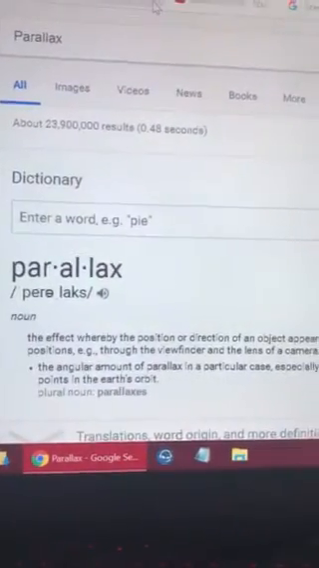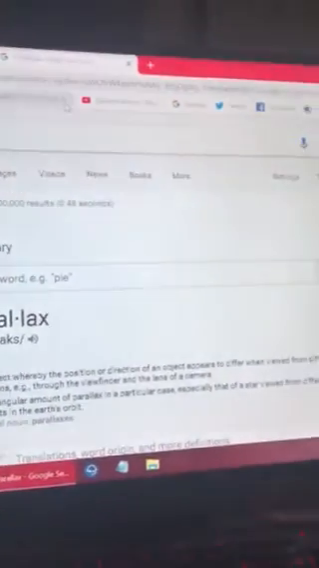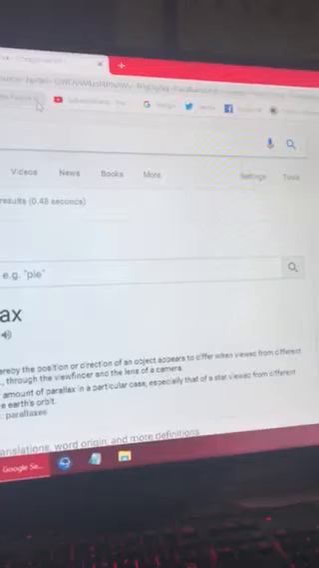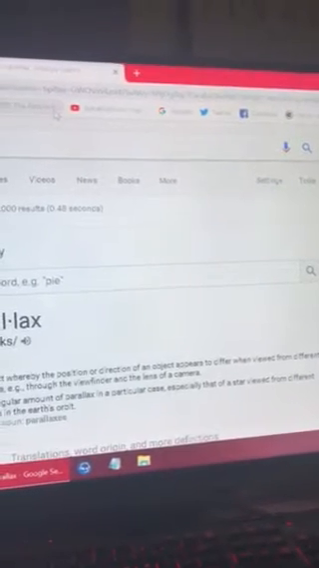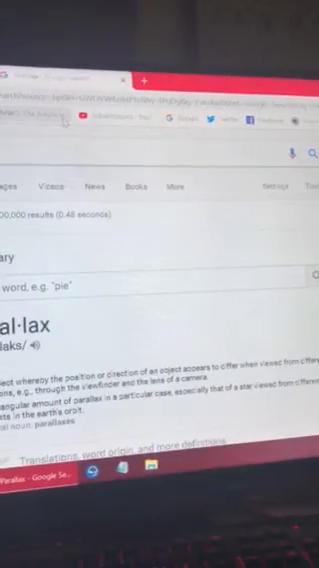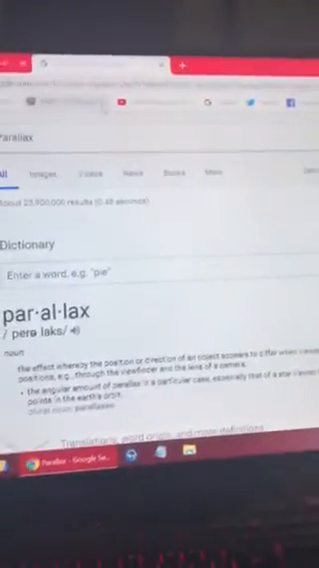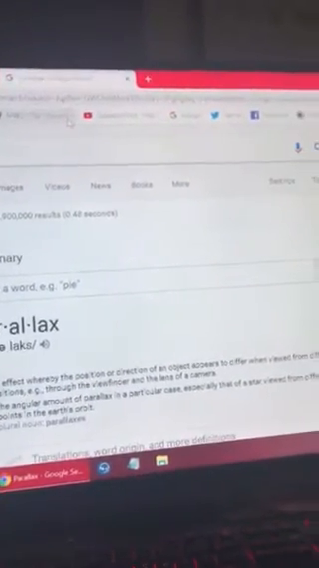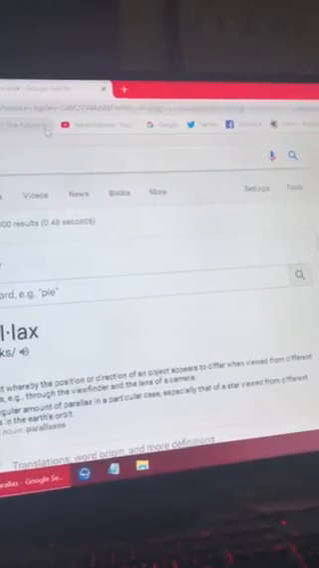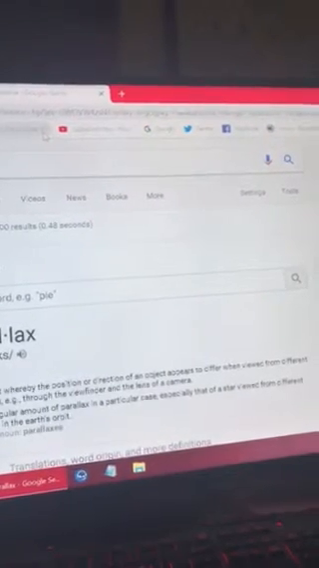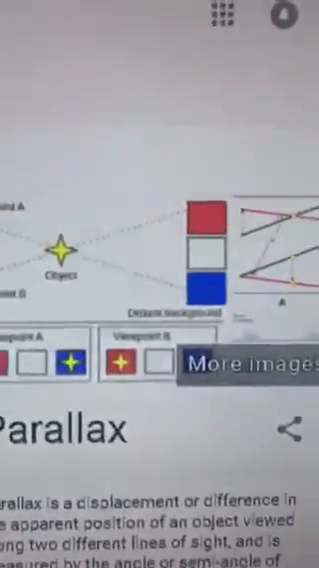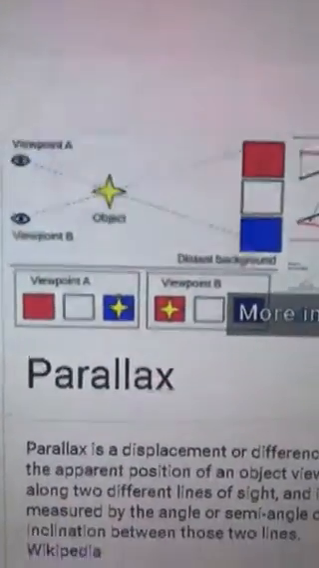The effect whereby the position or direction of an object appears to differ when viewed from different positions, e.g. through the viewfinder and the lens of a camera. The angular amount of parallax in a particular case, especially that of a star viewed from different points in the Earth's orbit. See, and then they kind of show you like this.